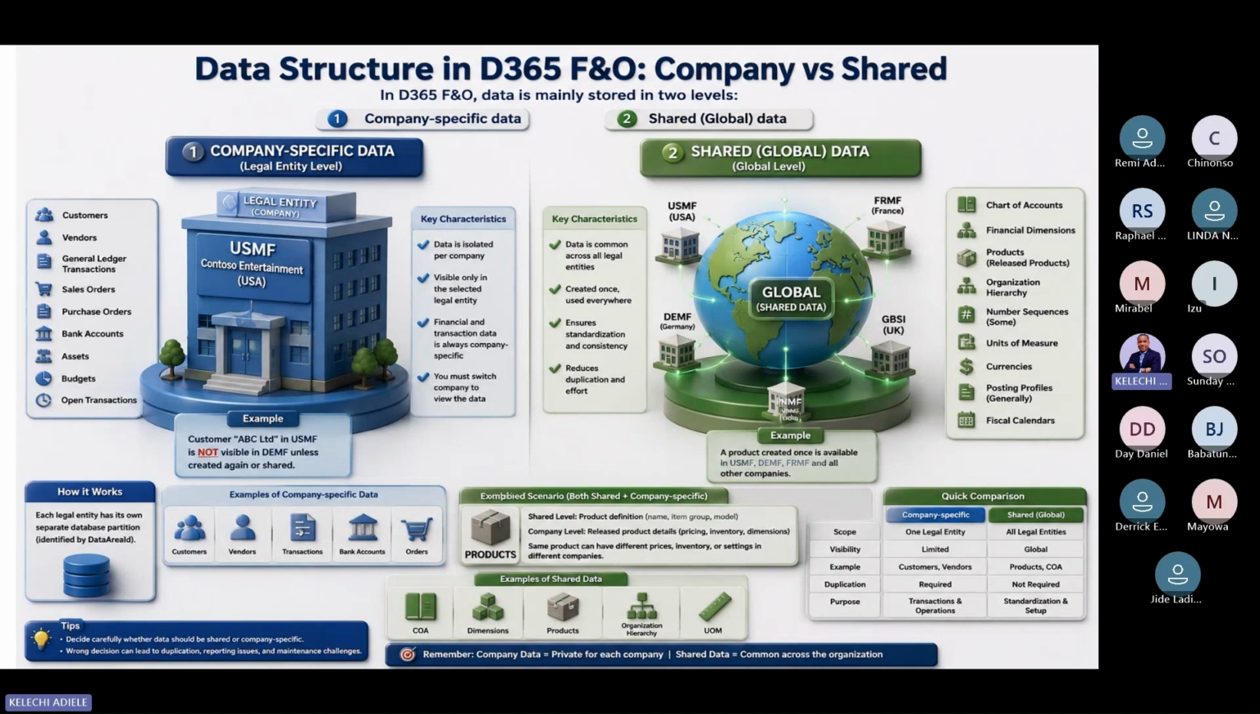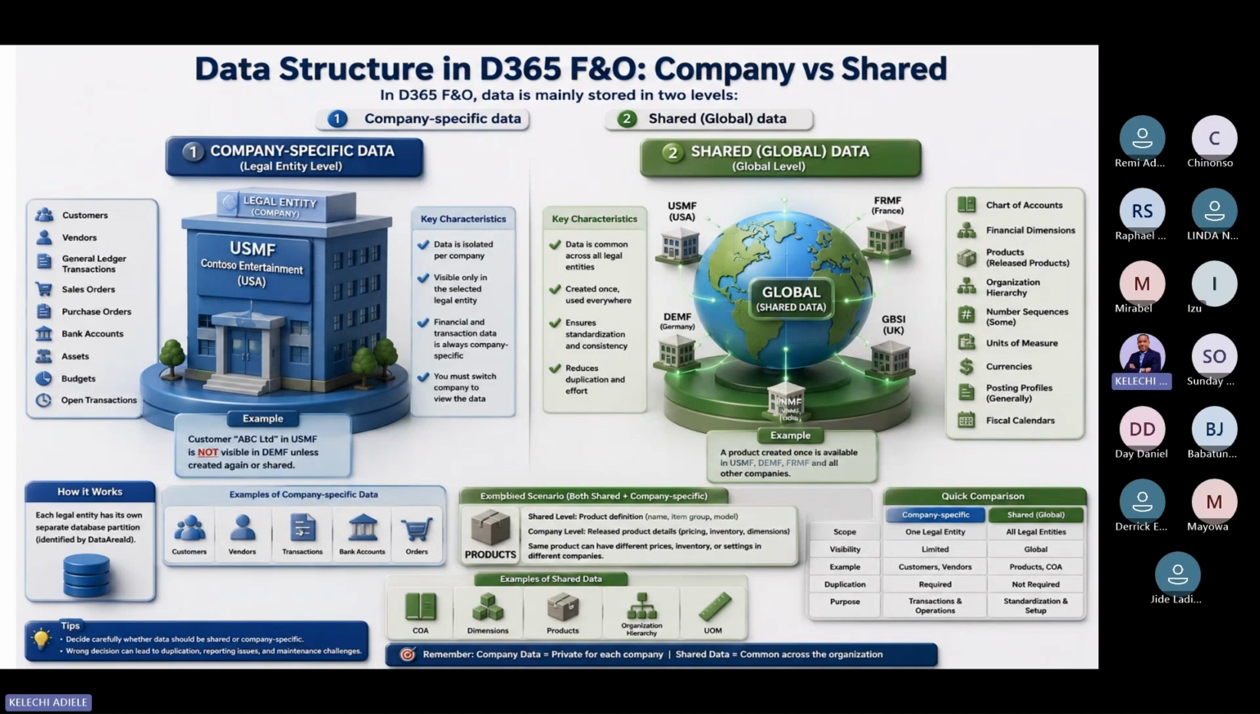So you must switch company to view data. If I want to view company A, just like I showed you, I open two different companies, USMF and PCS. If I want to see any of them, I have to switch to those companies to be able to see them. That's the concept of company-specific data.